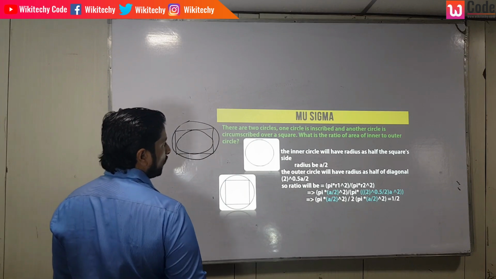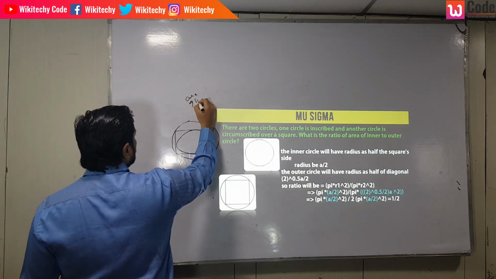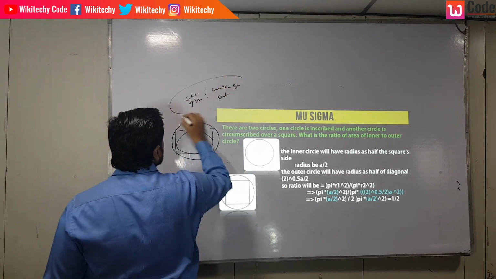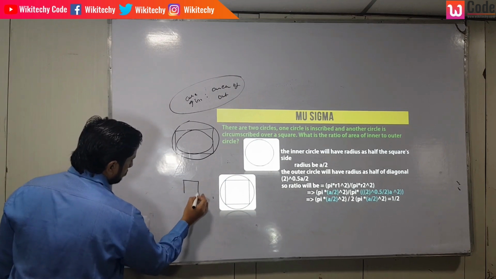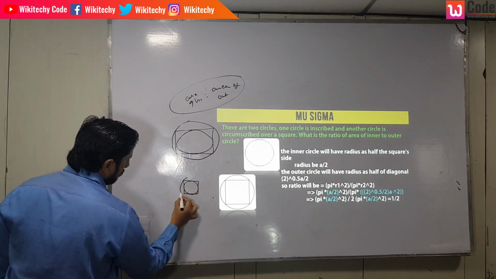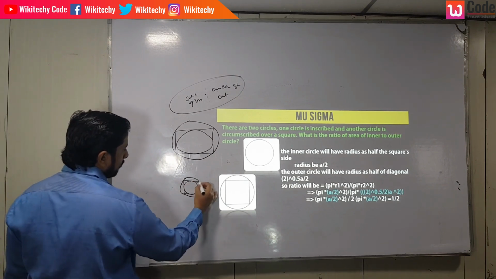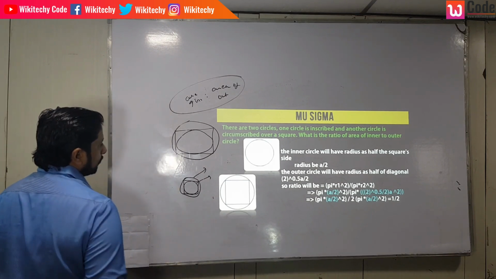What is the ratio of the area of the inner circle to the area of the outer circle? So this is the question. Okay, I have a square, a circle inside, and a circle outside the square like this. Okay, this is called inscribed, this is called circumscribed. Okay, what is the difference?